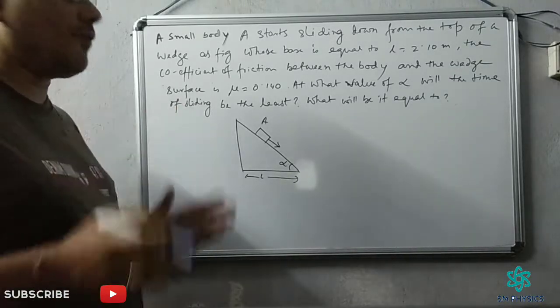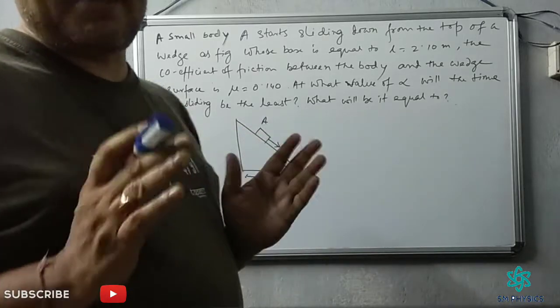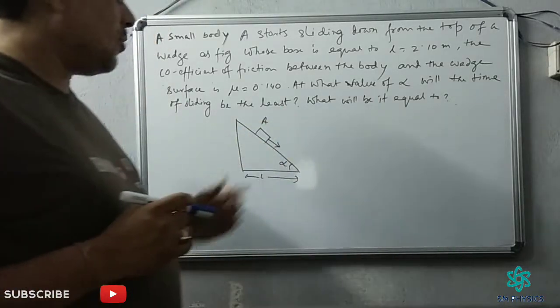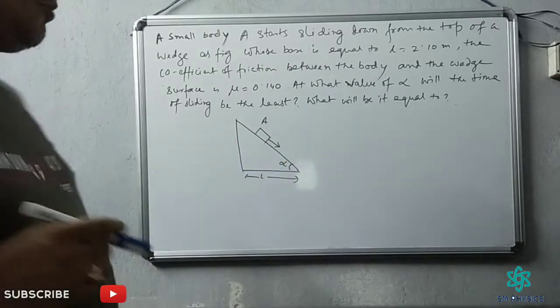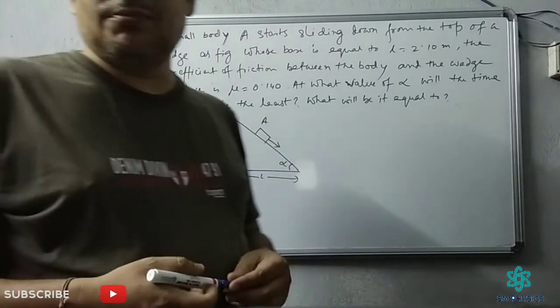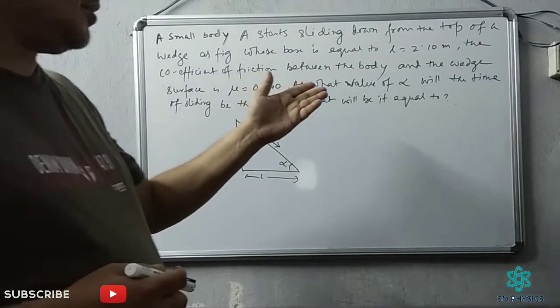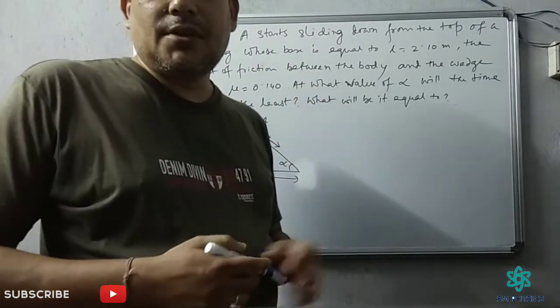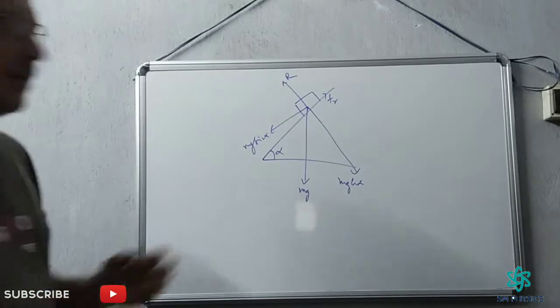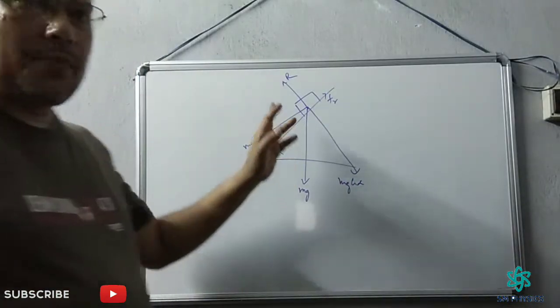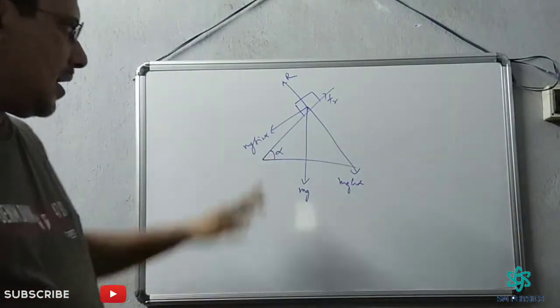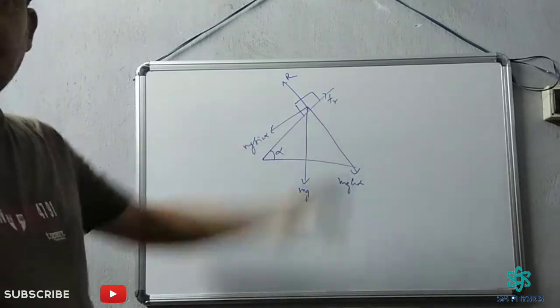That means you have to find the minimum time for the body to reach the bottom, and find its value. So you just take a screenshot of this figure. Now the body is here, and this one is the inclined plane.